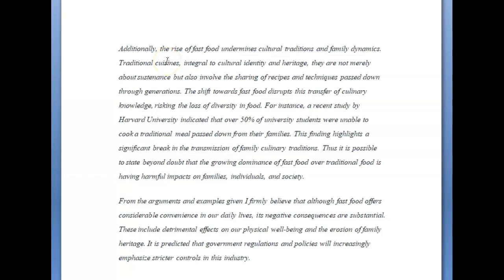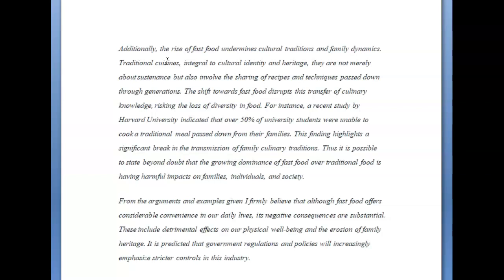Are not merely about sustenance, but also involve the sharing of recipes and techniques passed down through generations. The shift towards fast food disrupts this transfer of culinary knowledge, risking the loss of diversity in food. For instance, a recent study by Harvard indicated that over 50% of university students were unable to cook a traditional meal passed down from their families. This finding highlights a significant break in the transmission of family culinary traditions.